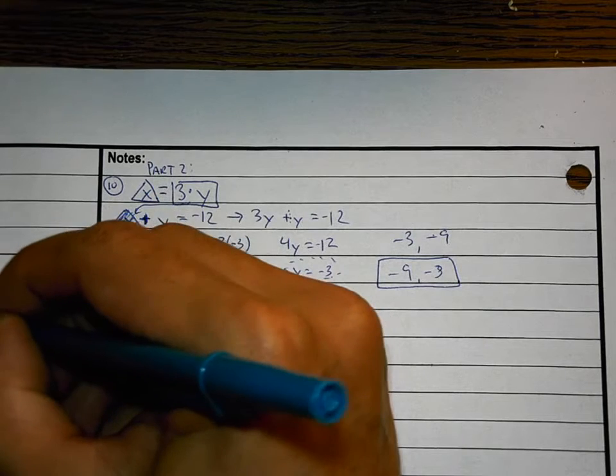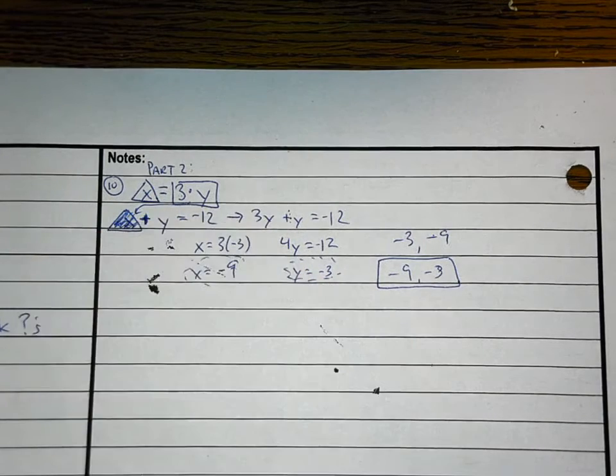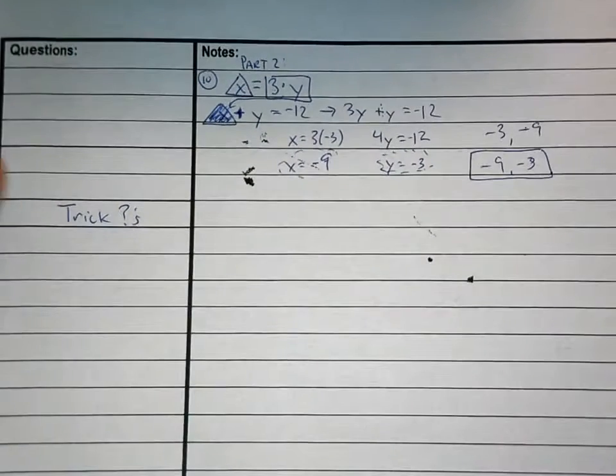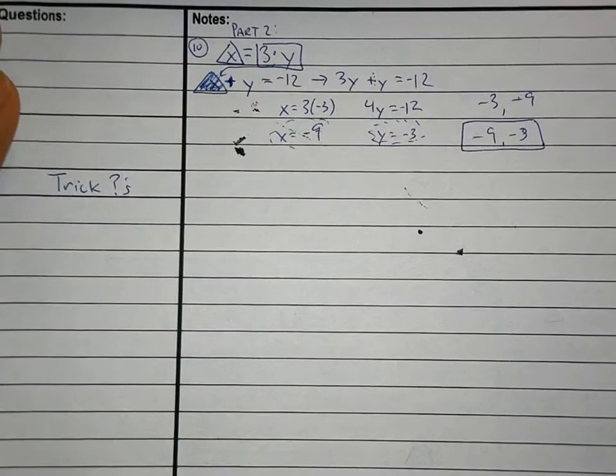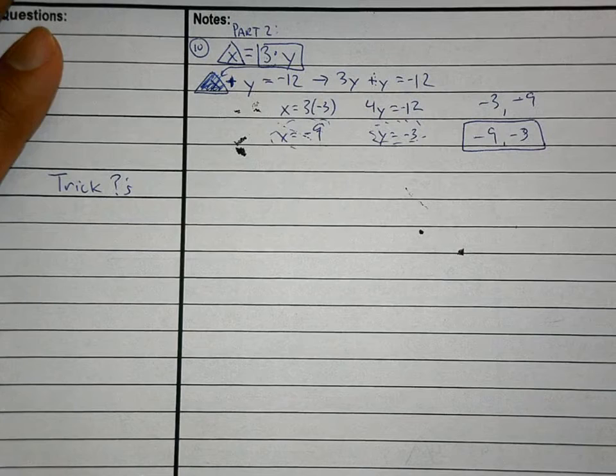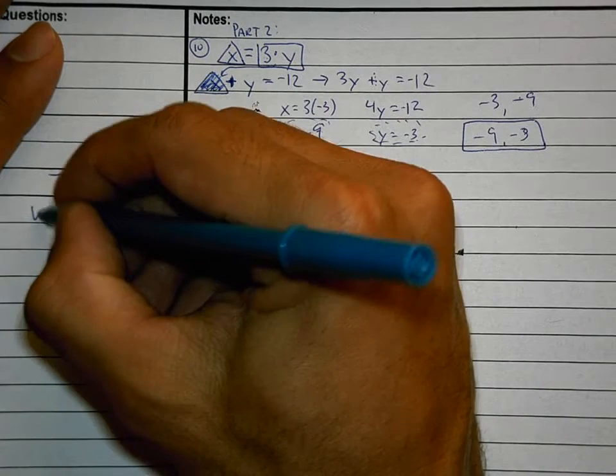Let me write that over here. Trick questions. Move that up a little. When variables cancel out.